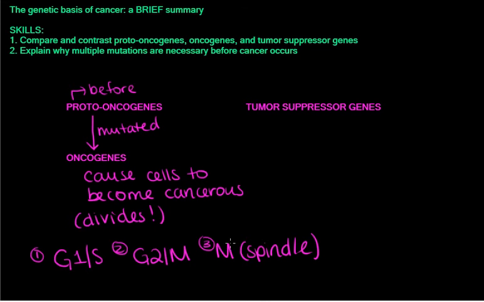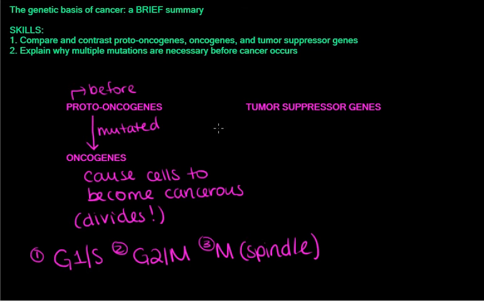And then the M spindle checkpoints make sure that all of the chromosomes have their centromeres attached to the spindle and lined up at the center of the cell. And each one of these checks the DNA in a different way. Okay, so those are our stop signs. These are our checkpoints. So if these are not functioning, the cell just goes and goes and goes.